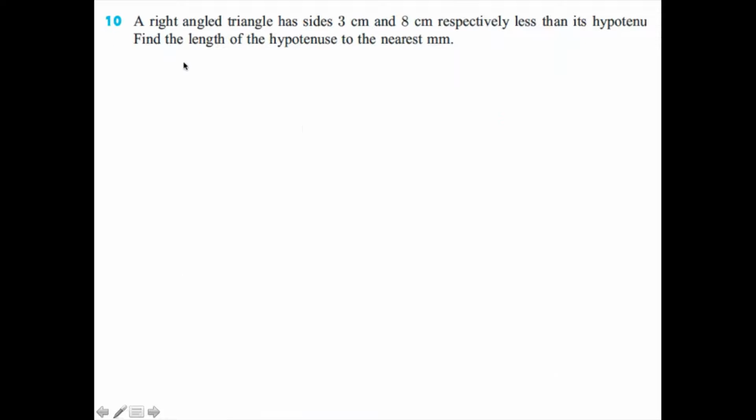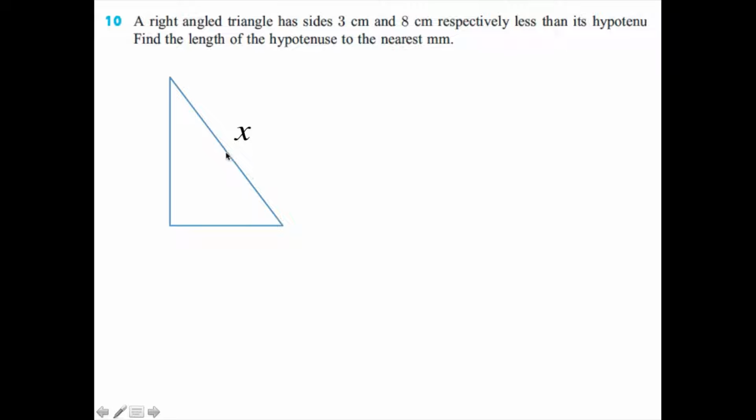Question 10. A right-angled triangle. Okay, there's a right-angled triangle. Anytime you're reading word problems, it helps to draw a diagram for sure. So a right-angled triangle is just a right triangle. It has sides 3 centimeters and 8 centimeters, respectively, less than its hypotenuse. All right, this is the hypotenuse. In a right triangle, this side is called the hypotenuse.